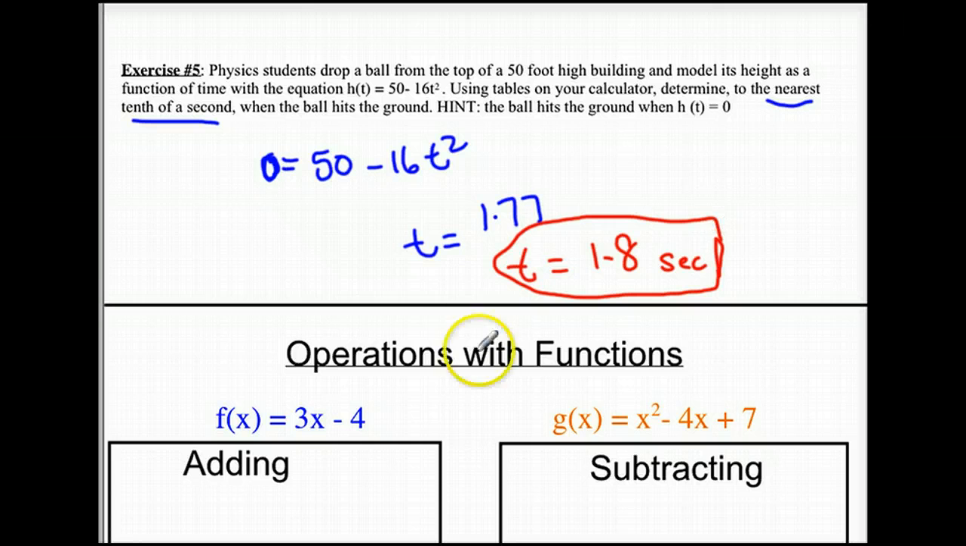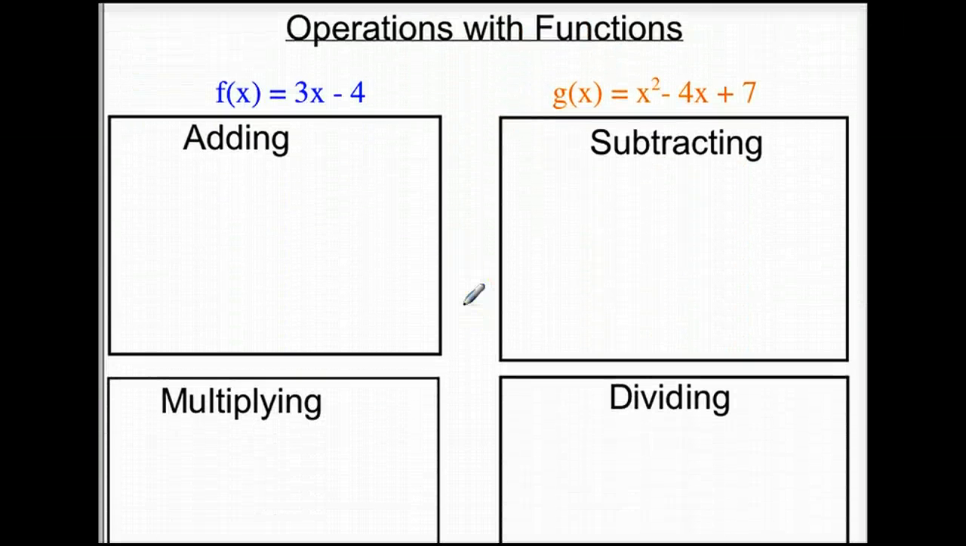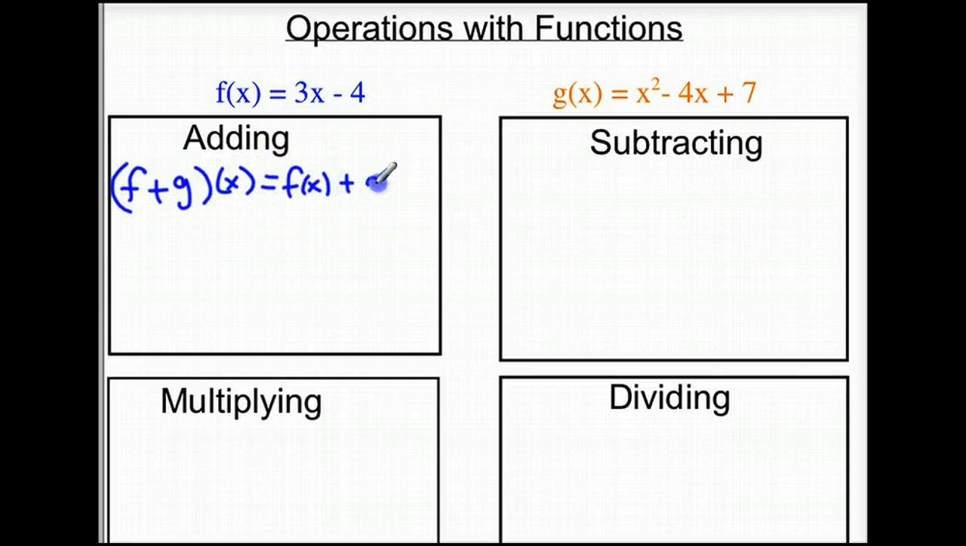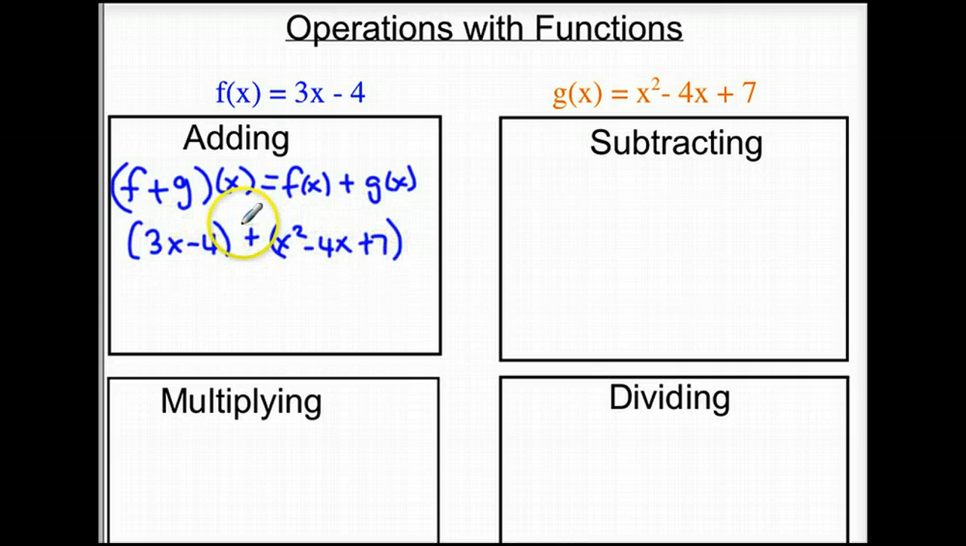Now moving along, we're going to talk about operations with functions. There are four basic operations: adding, subtracting, multiplying, and dividing. So the first one we're going to talk about is adding. I want to add f plus g of x. So this is the same thing as me saying f of x plus g of x. F of x, and I like to keep it in parentheses, is 3x minus 4 plus g of x is x squared minus 4x plus 7. I like to keep it in parentheses so that I know and double check what I need to distribute versus what I don't. So I'm going to rewrite this now.